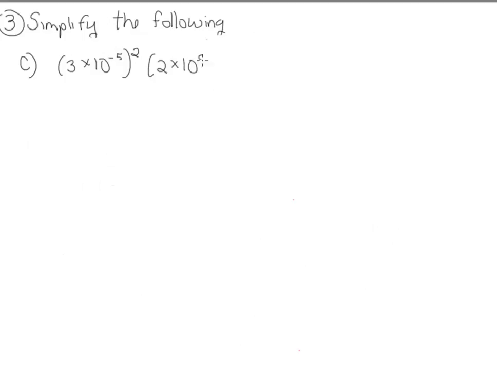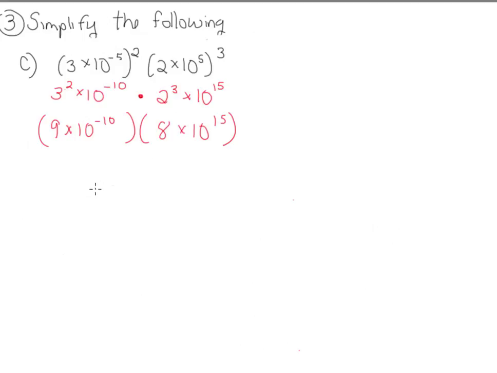For example C, we're going to multiply scientific notations raised to degrees. So the first thing you want to do is distribute the power to each base inside the parentheses. So that's going to be 3 squared times 10 to the negative 10, since I multiply the exponents, times 2 cubed times 10 to the 15th degree. 3 squared is 9. 2 cubed is 8. Now, like in the last problem, we're going to put like terms together. So I'm going to take the 9 times the 8, times the 10 to the negative 10, times the 10 to the 15th.